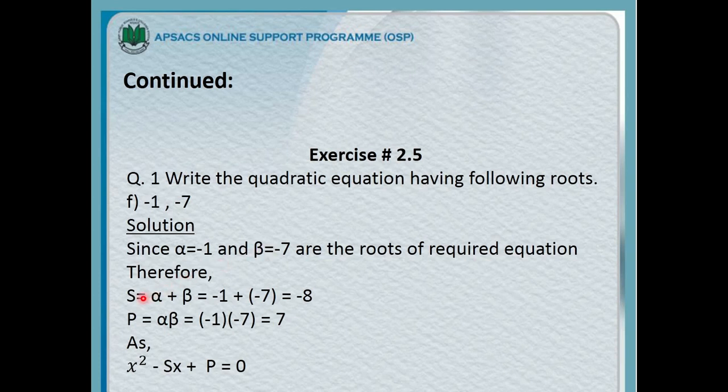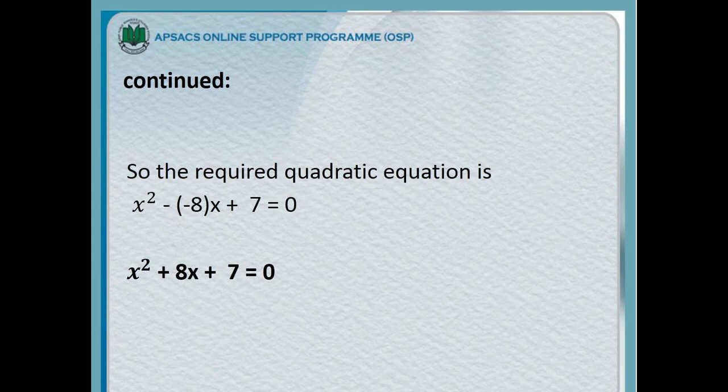Since alpha is minus 1 and beta is minus 7, and these are the roots of the required equation, we will find the sum of the roots, that is alpha plus beta, and its value will be minus 8, and the product of the roots, that is alpha beta, and its value will be equal to 7. As we know that x square minus sx plus p is the general form, if we are required to form a quadratic equation, we just substitute the value of s and the value of p. So the required quadratic equation will be x square, and the value of s is minus 8, the value of p is 7. So by substituting the values of s and p, we get the required quadratic equation, that is x square plus 8x plus 7 is equal to 0.